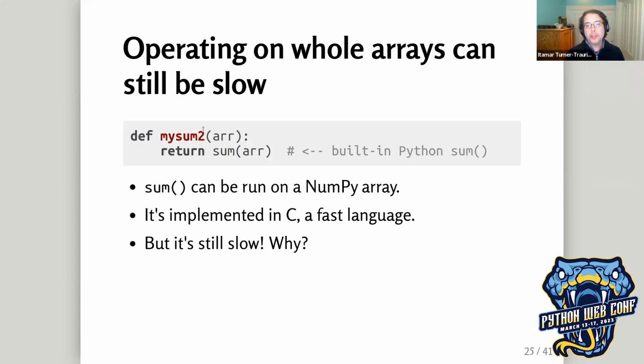Now, just because you are operating on a whole array doesn't mean your code is necessarily going to be fast. Python has a built-in sum function. So we can write our own version of summing that, instead of using numpy.sum, uses Python's built-in sum. Python's built-in sum is written in C, which is a fast language, but it's still slow. And so why is that?